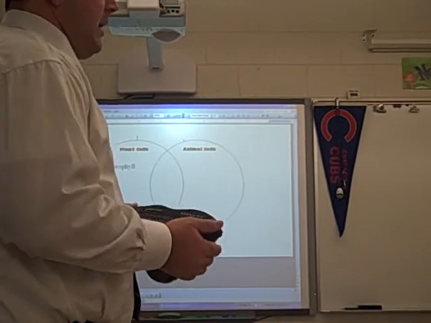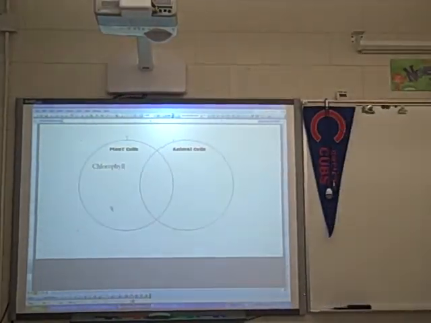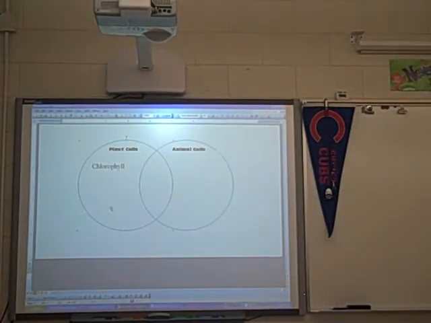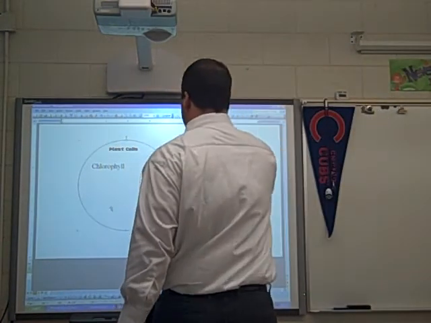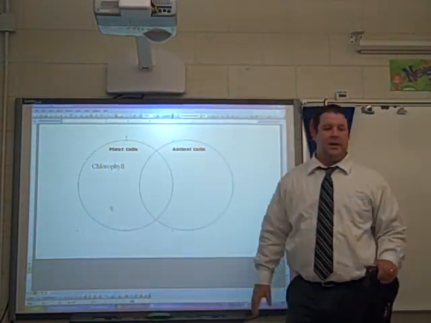So you can write contains or has chlorophyll. Okay. You need to fill in anything you can list about plant cell, anything you can list about animal cell, and anything that you can list that has to do with both. Okay. Take about 5 minutes to do so.